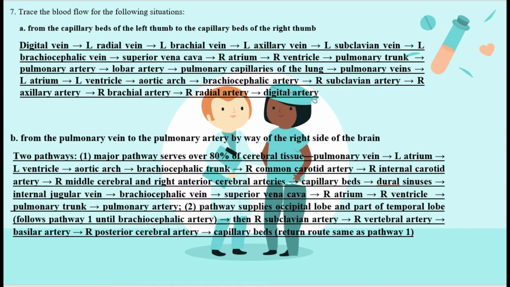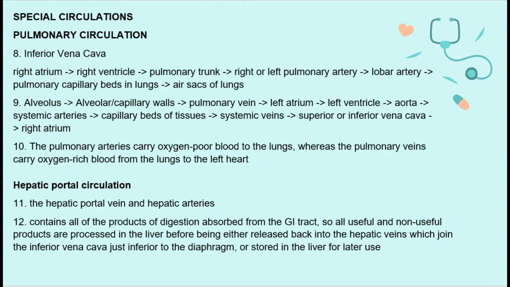For the second pathway, it supplies the occipital lobe and part of the temporal lobe. It follows path 1 until the brachiocephalic artery, then right subclavian artery, right vertebral artery, basilar artery, right posterior cerebral artery, capillary beds, and the third route is the same as path 1.